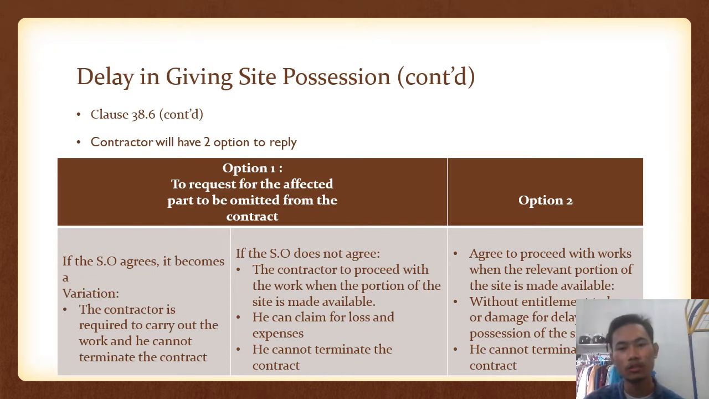For option 2, the contractor may reply, agree to proceed with works when the relevant portion of the site is made available without entitlement to loss or damage for the delay position of the site, and he cannot terminate the contract.